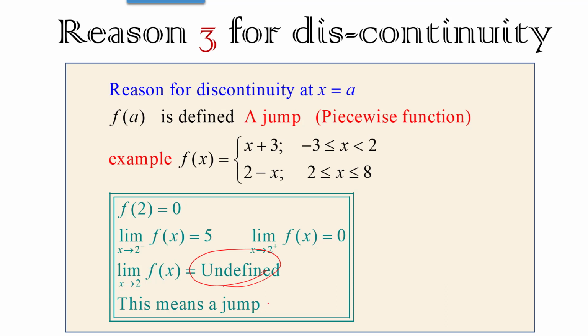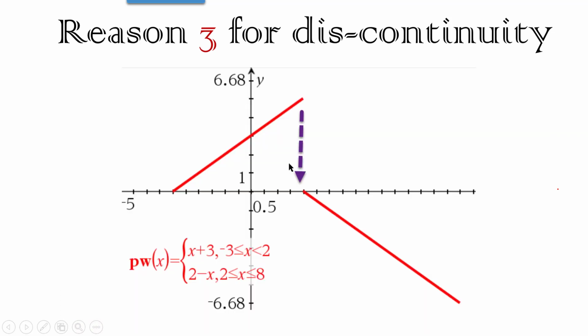And this exemplifies a jump over here. So a jump would normally be noticed with piecewise functions, but a piecewise function could also have asymptotes, as one of my examples will illustrate. So that's the third reason for discontinuity. In this case, the function value is defined. The limit is defined from each side, but the lower limit and the upper limit are not equal. So the limit won't be defined as well. So that's a typical example for the third reason for discontinuity.